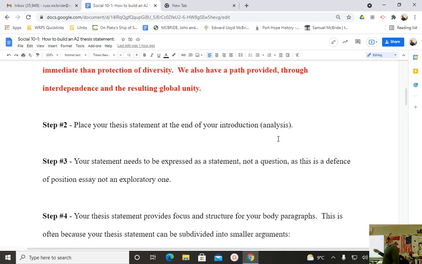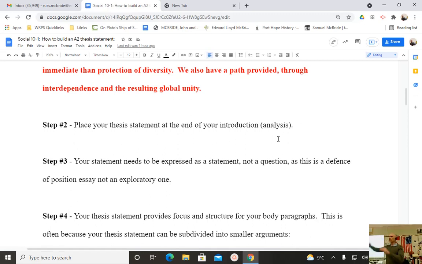So not only does your thesis statement need to be a statement and not a question, but your thesis statement needs to be at the end of your introduction, at the end of your analysis, not left for the end of your paper.